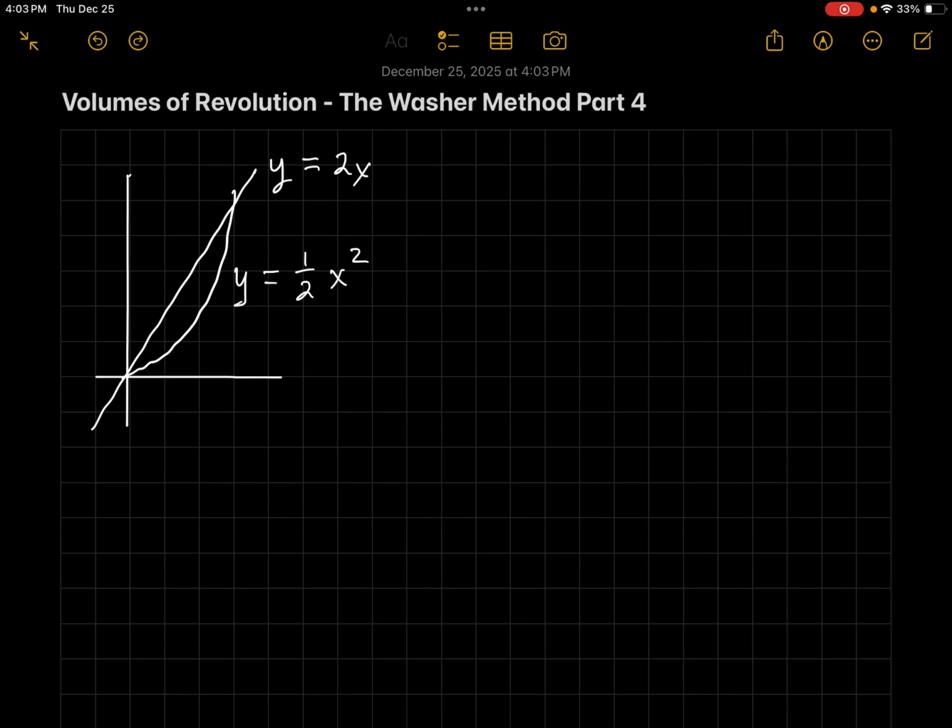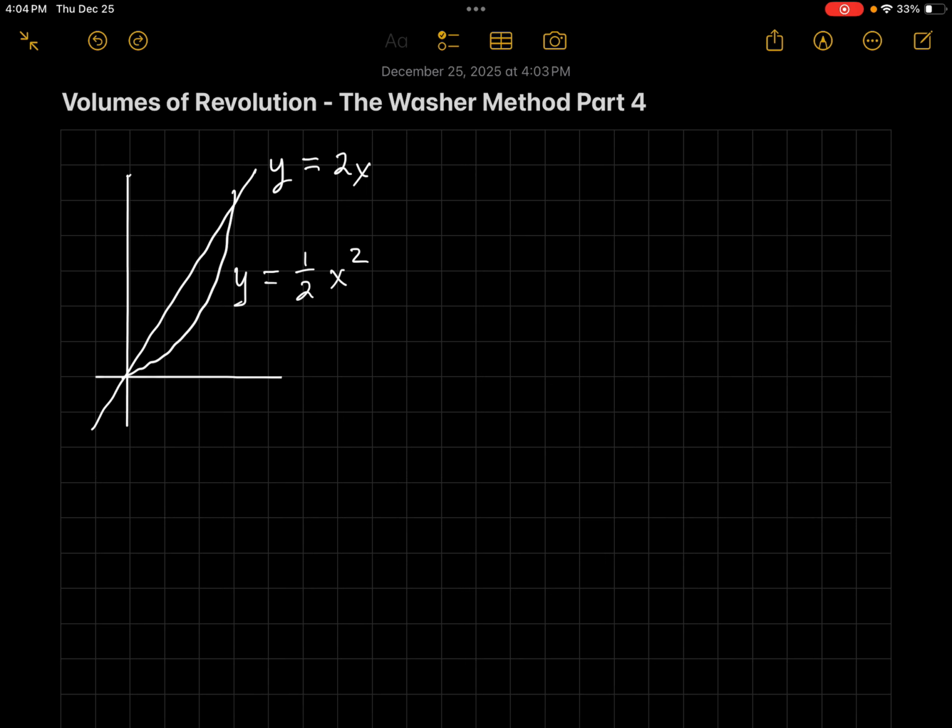Volumes of Revolution, the Washer Method Part 4. In this video, we're going to do some examples revolving the region shown around both horizontal and vertical axes. We're going to set up the volumes, but we're not going to solve them.